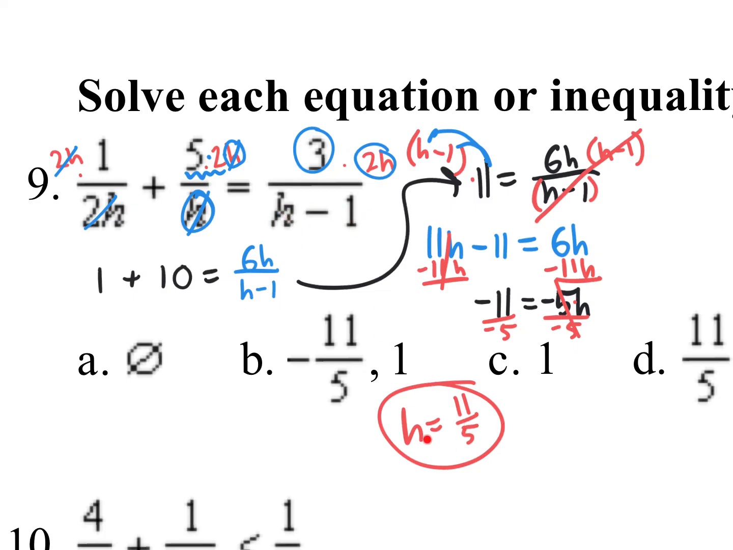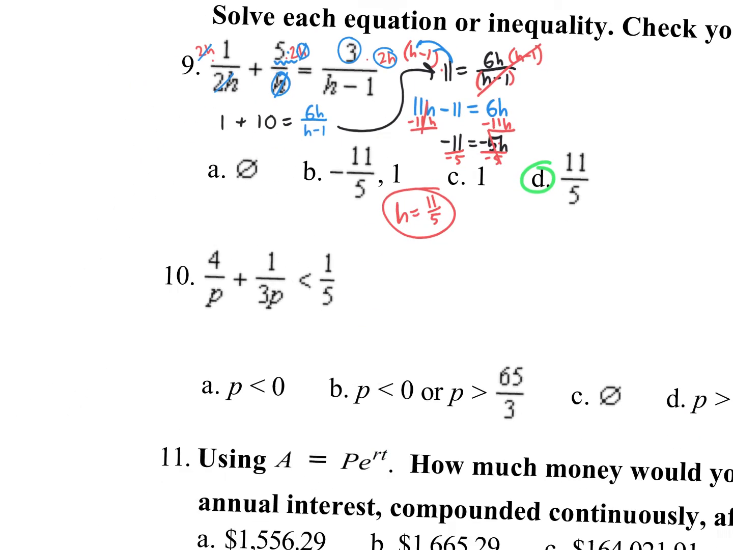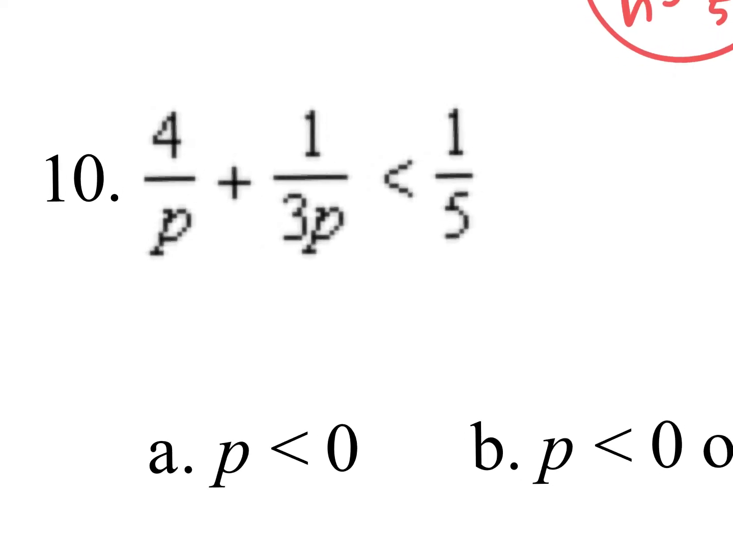So if I would have gotten h equals 1, I know that would be an extraneous solution that would not work because 1 take away 1 is 0. If you plug in 11 fifths right there, you're not going to get 0. 11 fifths is not going to be 0 in the denominator. Same thing here. Multiplying it by 2 is not going to change it to 0. So it looks like that's our answer. Let's find our answer. There it is. Option D, 11 fifths. Now let's go to the inequality.